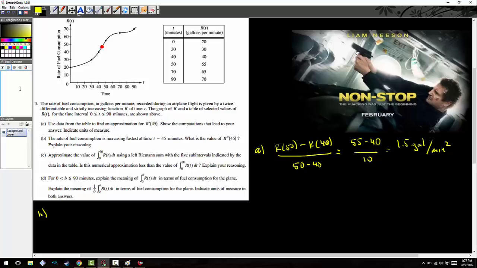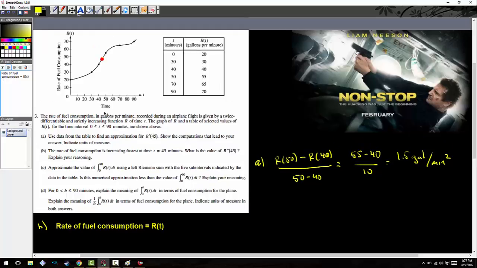Okay, so let's see what this looks like. We know that the rate of fuel consumption is equal to the function r of t. We know that. It told us that. Now, what can we conclude from that information?